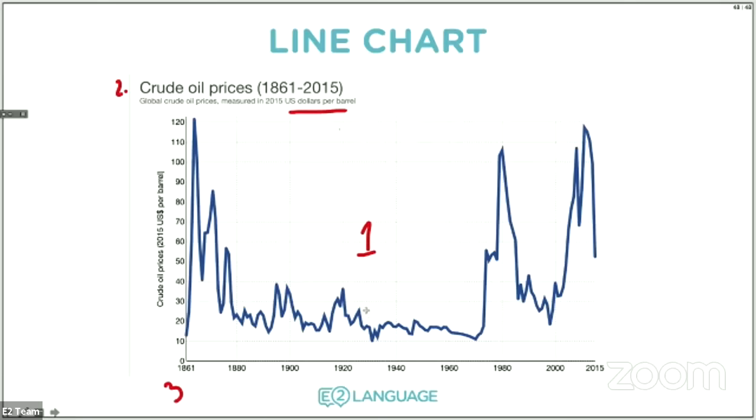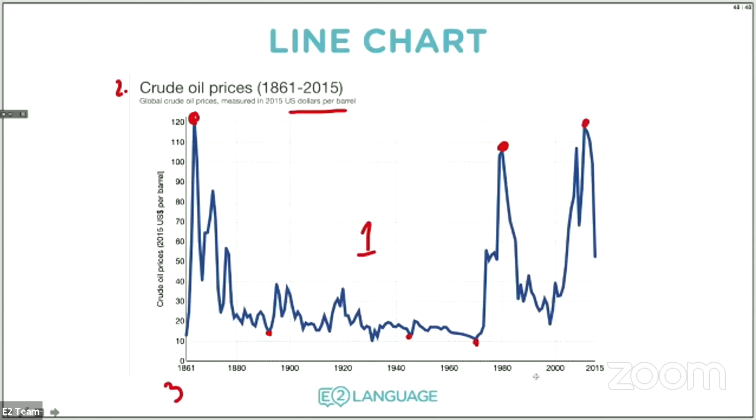Fine, I've got the introduction. Now I need to look at this. I need to say crude oil prices were highest around 1961, 1980, and again in 2015. The lowest price of crude was in about 1870, 1945, and again in about the mid-1960s. Okay, great, I've got my description, here we go.